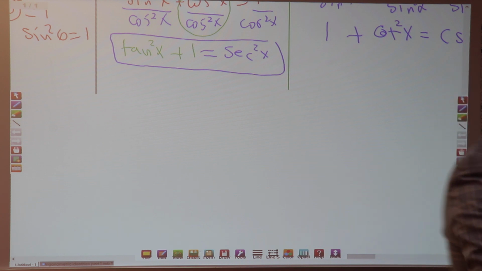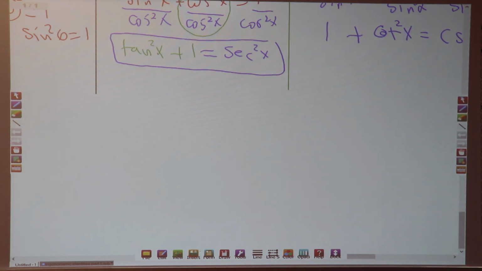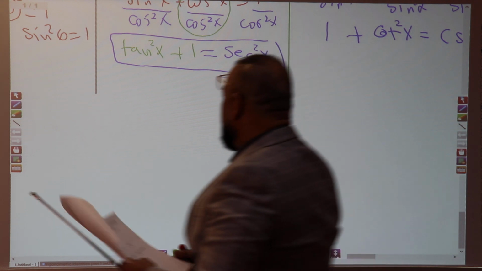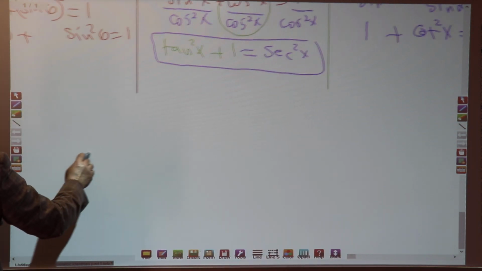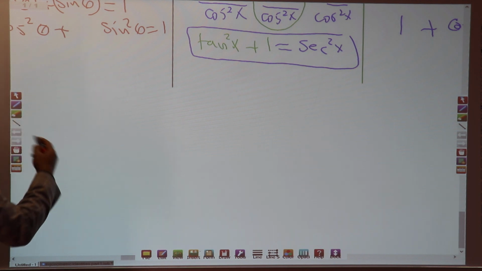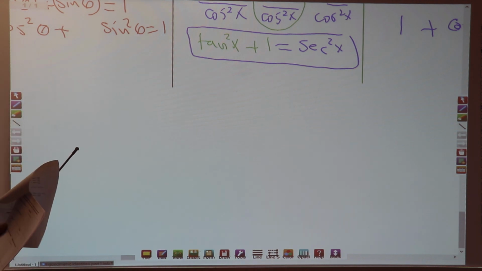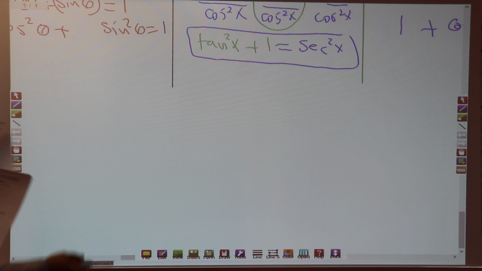We're going to keep going today with this class, and we need to simplify some equations in terms of sine and cosine. We're going to use this one. Now, this is an introduction to verifying identities, proving identities.